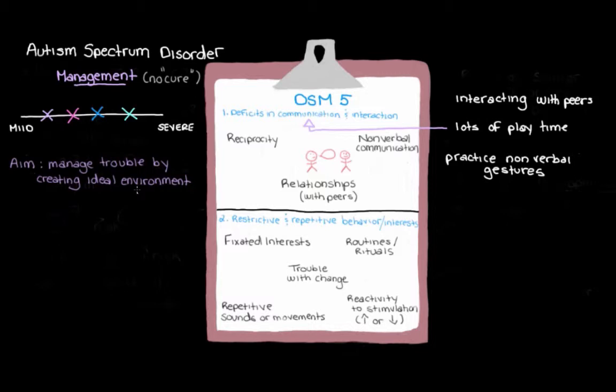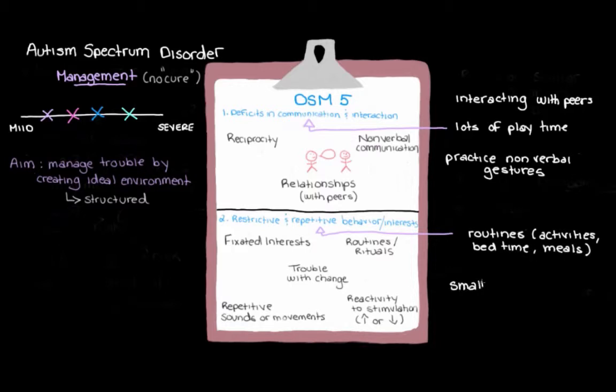And since we know that kids with autism spectrum disorder can be really set on routines and have trouble with change, what we often focus on in managing autism spectrum disorder is making sure that the child has a really structured environment. So this might mean that parents and teachers make sure that their routines, like getting ready for school and after-school activities and bedtimes and meals, are always the same. Maybe this means that the child is in a smaller classroom so that they're able to get some more one-on-one time with the teacher who can make sure that the day really follows a nice routine.